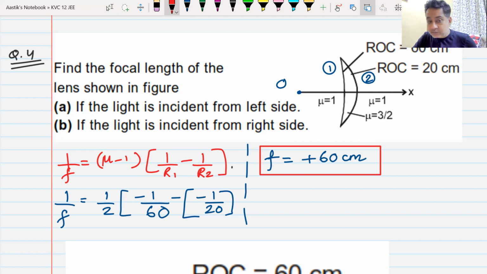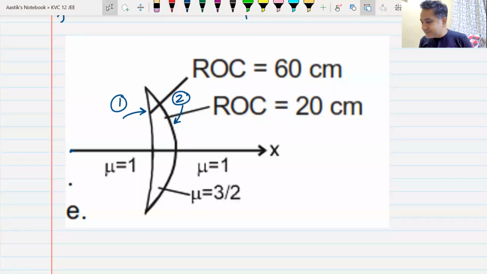Just now I asked you if I look from here or look from there, it will come the same, no? If I look from here or look from there, it will come the same. Now let me change it. Come to the diagram, let me change it.